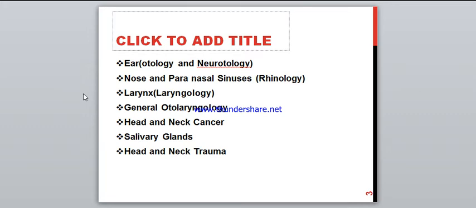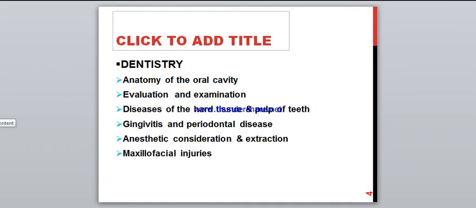Okay, it will be a reading assignment. The other is salivary gland and head and neck trauma. In dentistry, we will discuss the anatomy of the oral cavity, evaluation and examination, diseases of hard tissues and pulp of teeth, gingivitis and periodontal disease. Other is we mainly focus on the extraction of teeth and maxillofacial injuries. There will be a reading assignment here again.